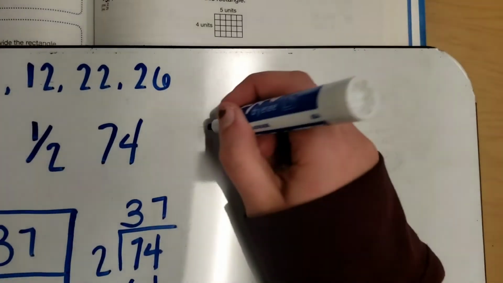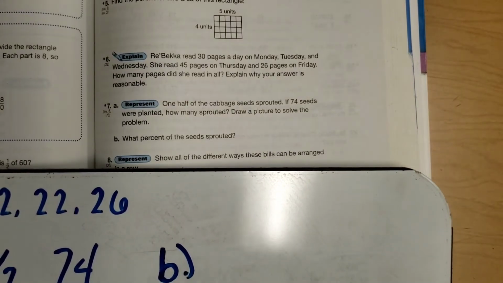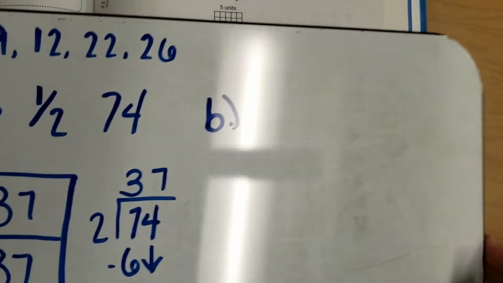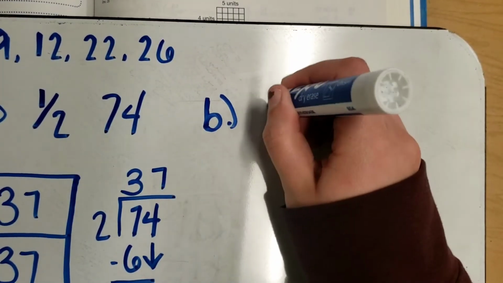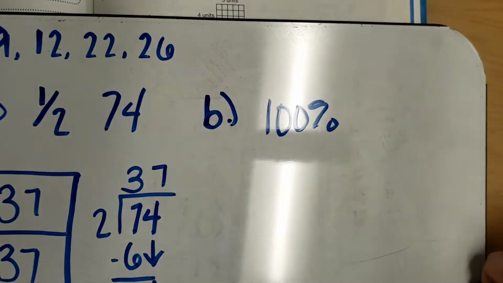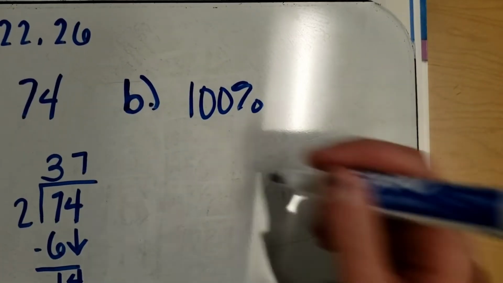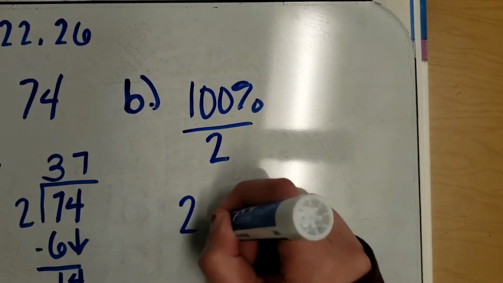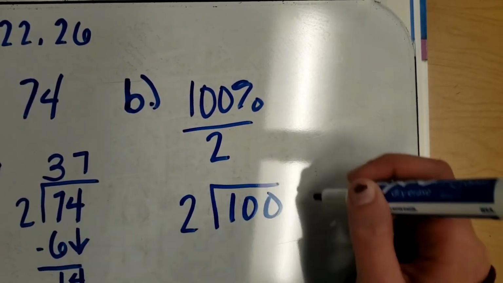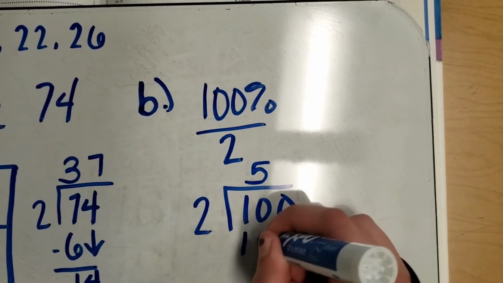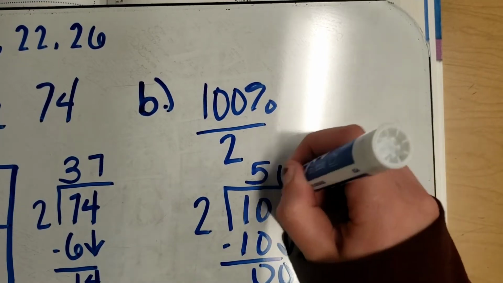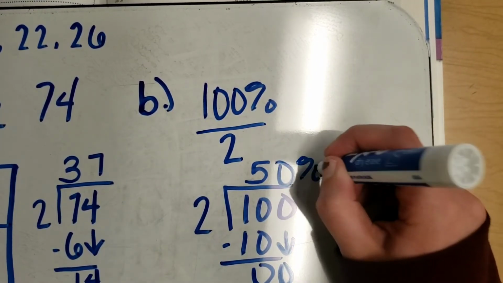All right, part B here says what % of the seeds sprouted? So half, if we have our percentage, the highest we can go up to is 100%. We could do the same. Divide 100 by 2. So we can do 2 into 100. 2 goes into 10 5 times. 2 times 5 is 10. Bring down that 0. 2 goes into 0 0 times. So it would be 50%.